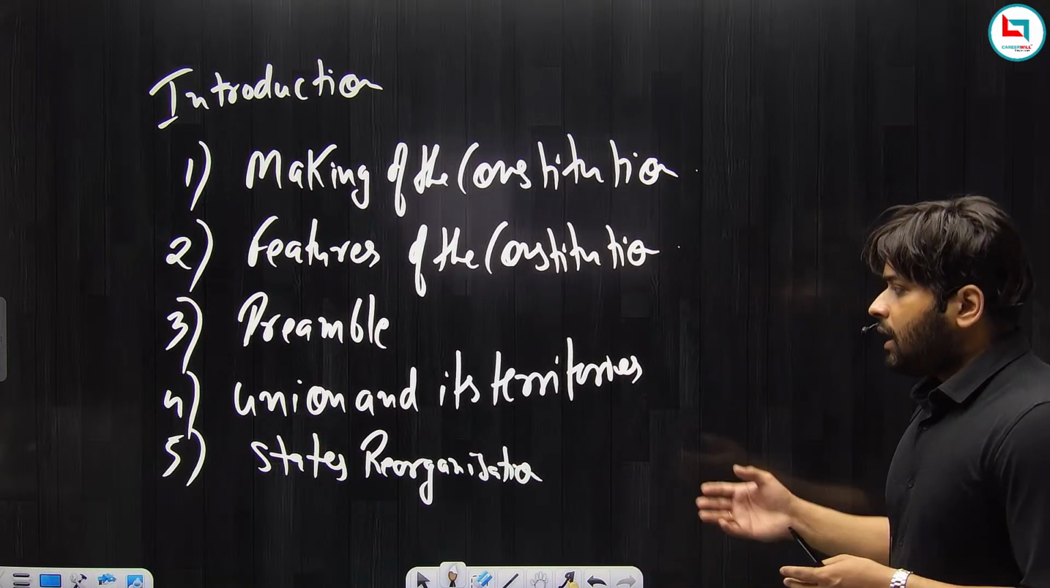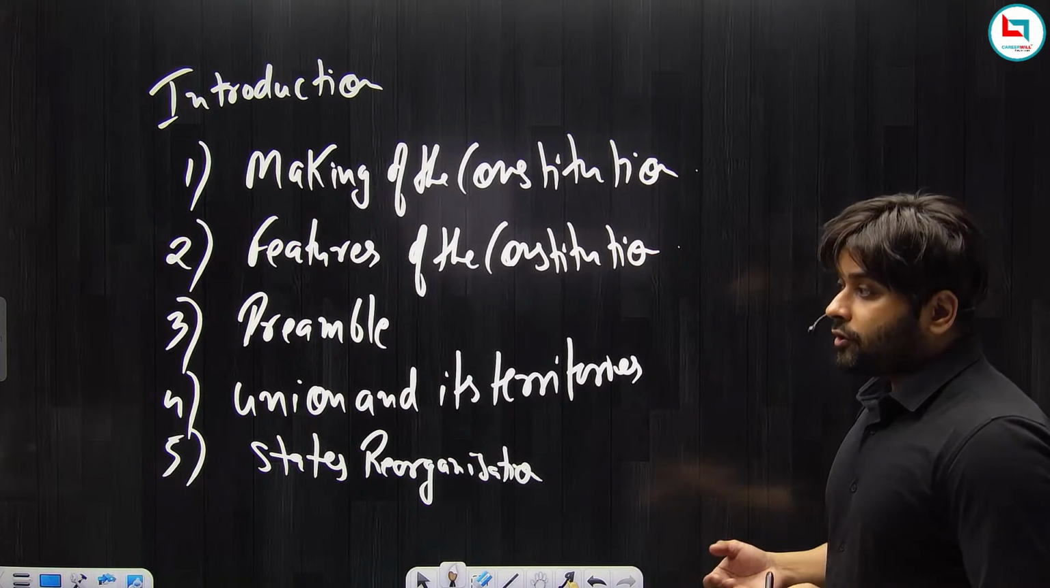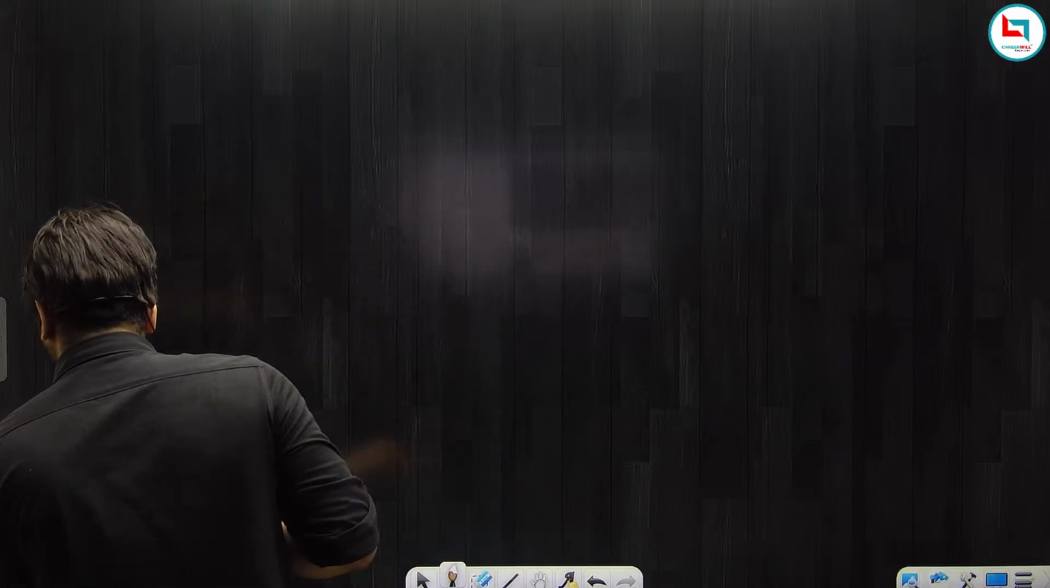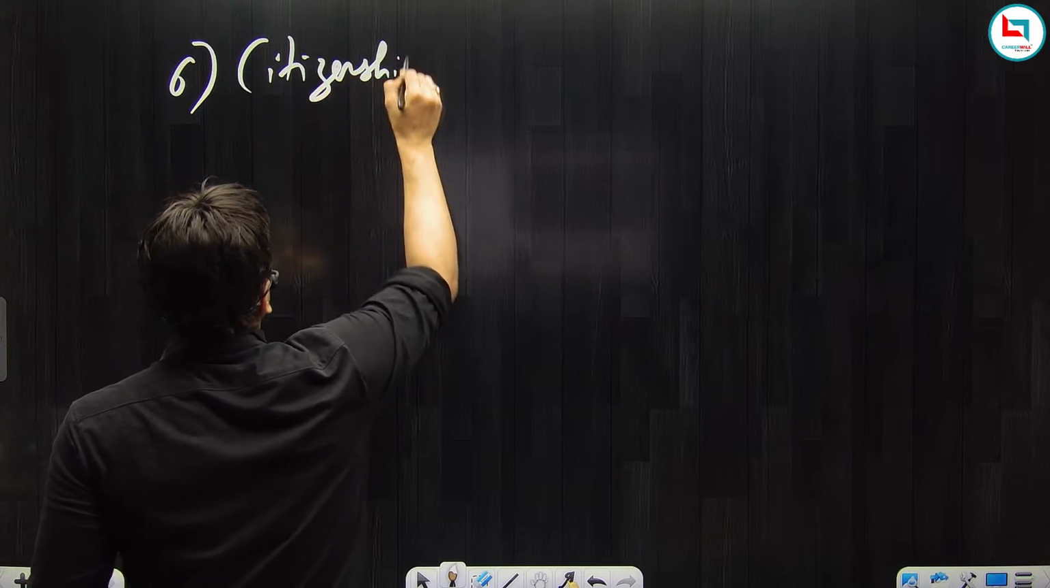After this chapter we will be dealing with states reorganization, and after states reorganization we will be starting with part 2 of the Constitution, and part 2 of the Constitution is citizenship.